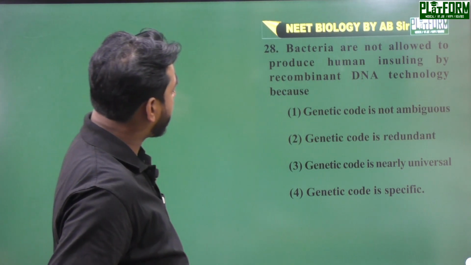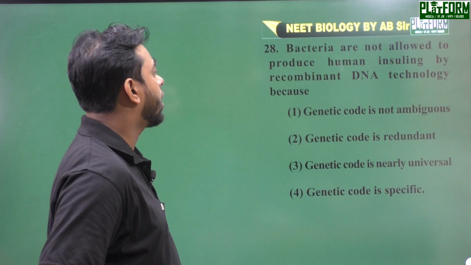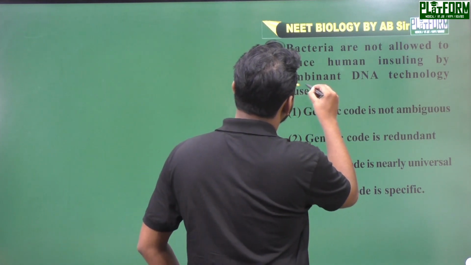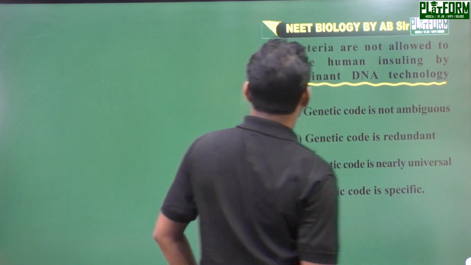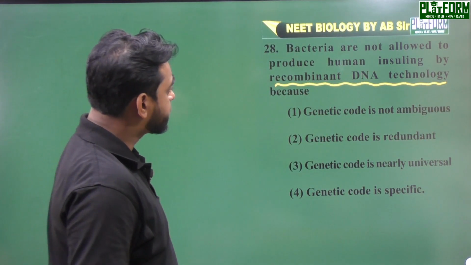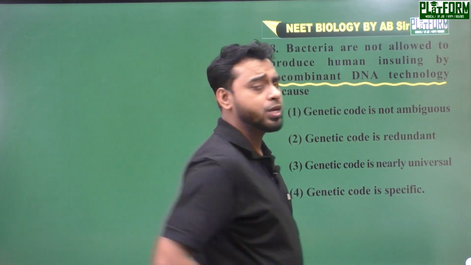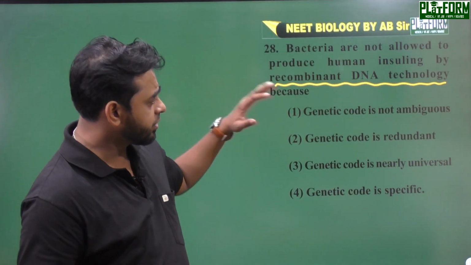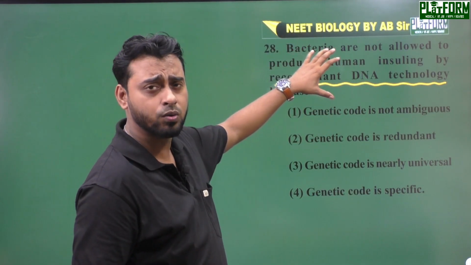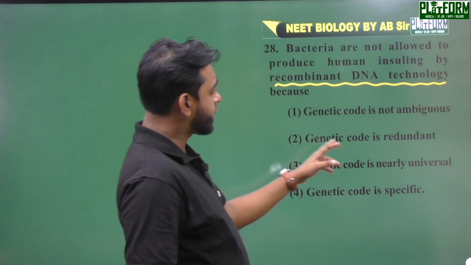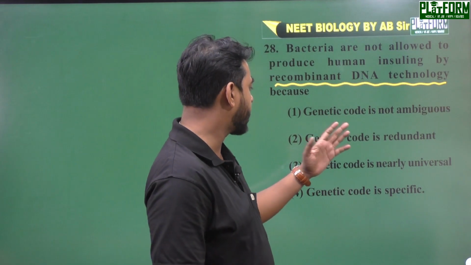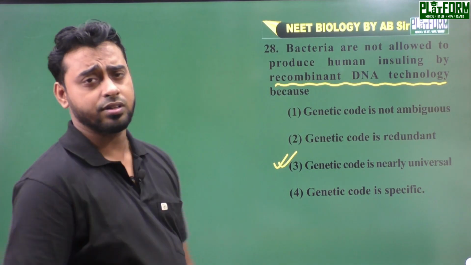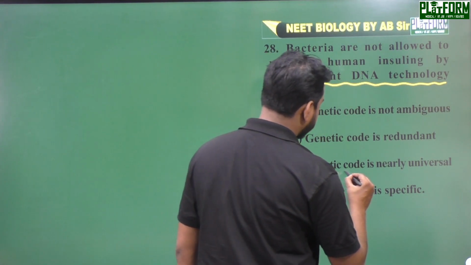Bacteria are not allowed to produce the human insulin by recombinant DNA technology, by RDT, because the genetic code is non-ambiguous in nature. Definitely the genetic code is non-ambiguous in nature, fine, but this is not at all related with this particular fact. Now that the genetic code is redundant, this is also the incorrect answer. The genetic code is nearly universal. This is the correct answer. Why is this the correct answer?